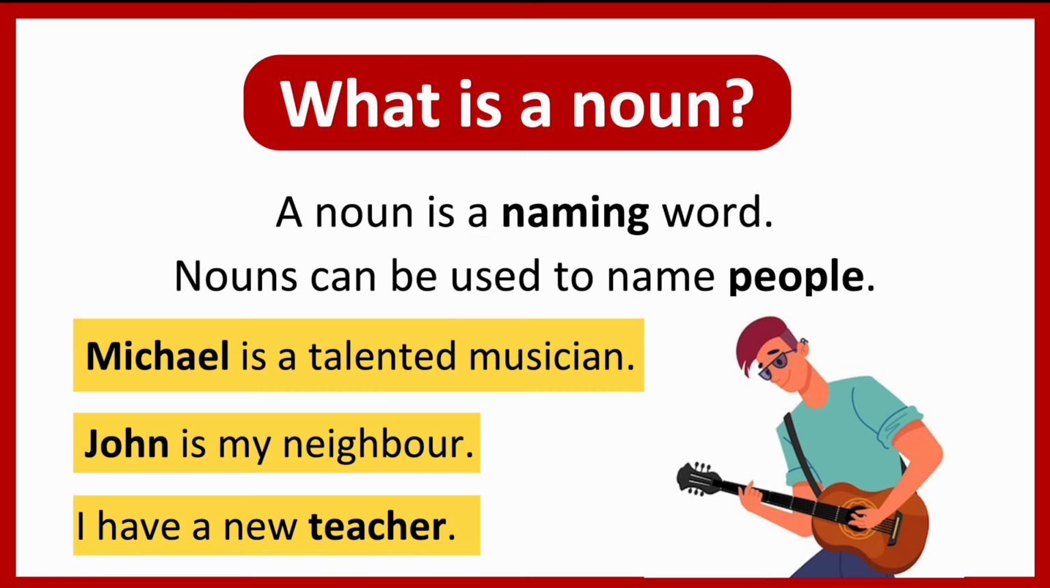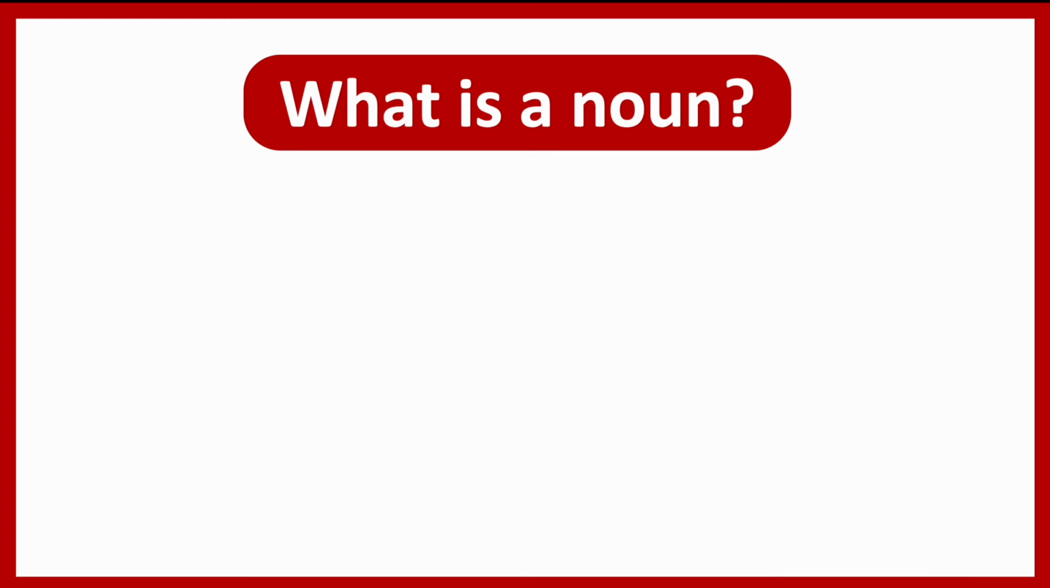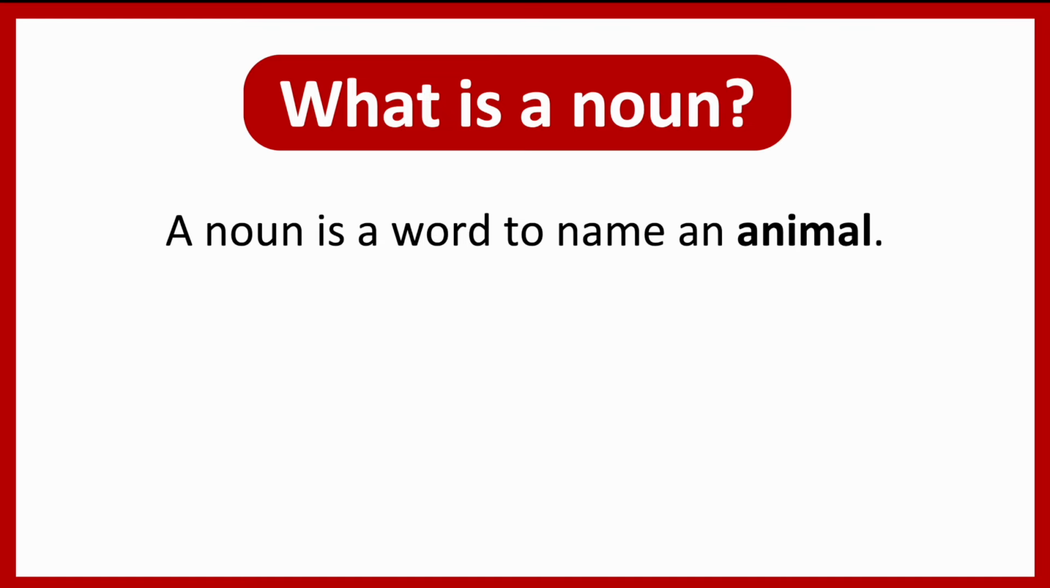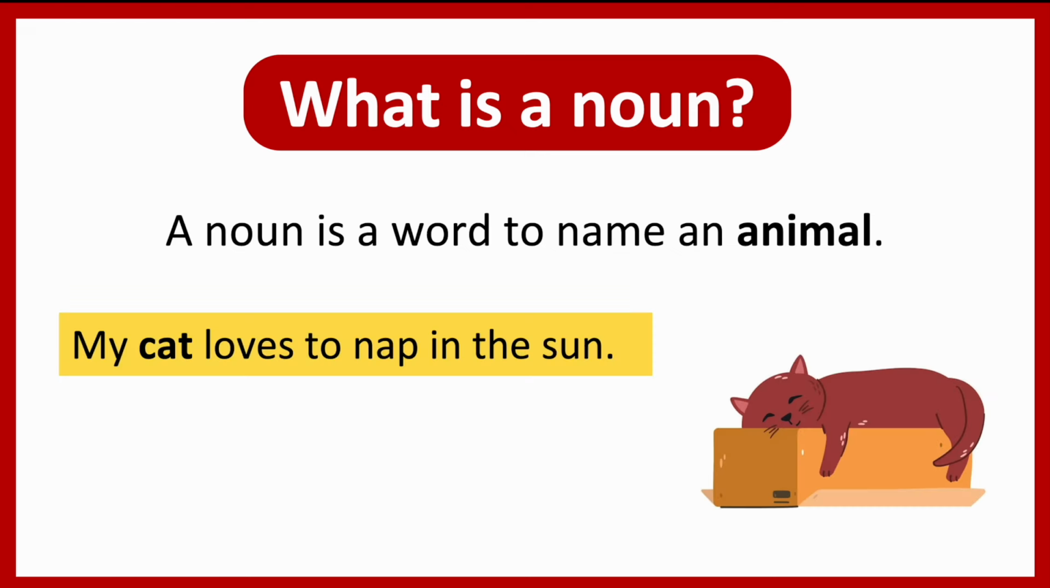I have a new teacher. In this example, teacher is the noun. A noun is a word to name an animal. For example, my cat loves to nap in the sun. In this example, cat is an animal. It is a noun.